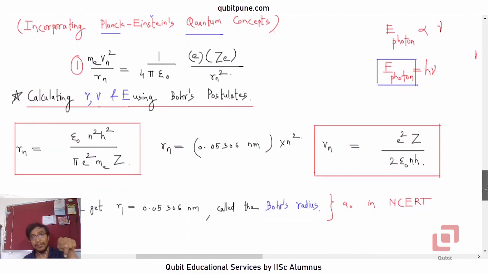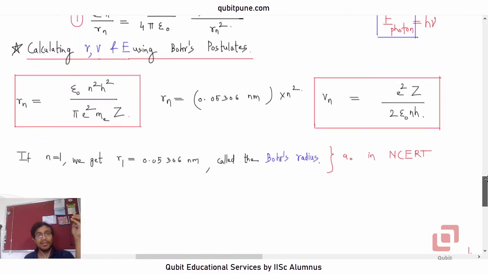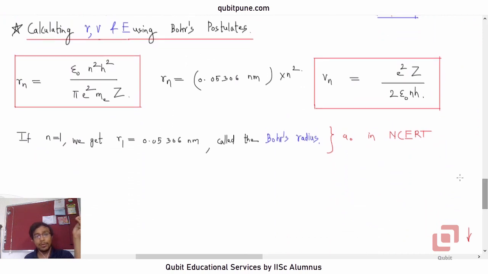Now why am I saying this? Because both these equations contain two unknowns, the radius of the nth stable orbit R_n and the speed of the electron in that stable orbit V_n. Correct? Two equations, two unknowns. You can easily calculate this. I just want to go through these ones. Remember, R_n is directly proportional to the square of n, and V_n is inversely proportional to n. So as n increases, the speed decreases according to Niels Bohr's postulates and calculations.